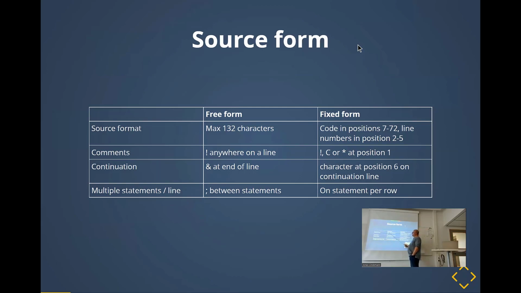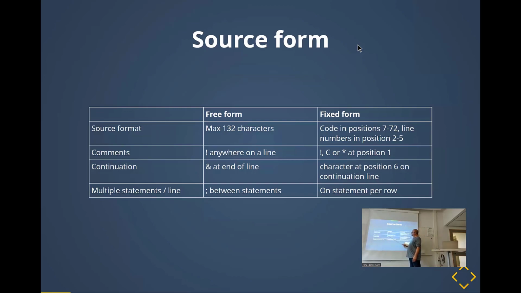It increased the number of characters per line. You can have max 132 characters per line in the standard. Most compilers today accept longer lines, but if you want to follow the standard completely, you should limit yourself to 132 characters per line.